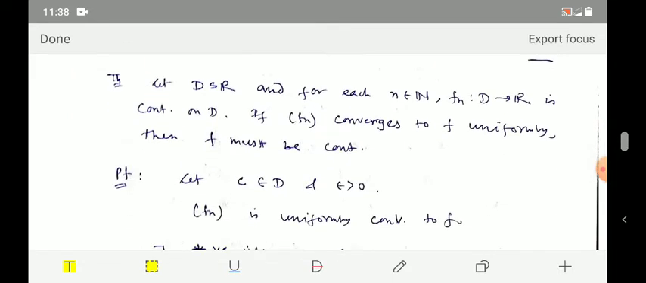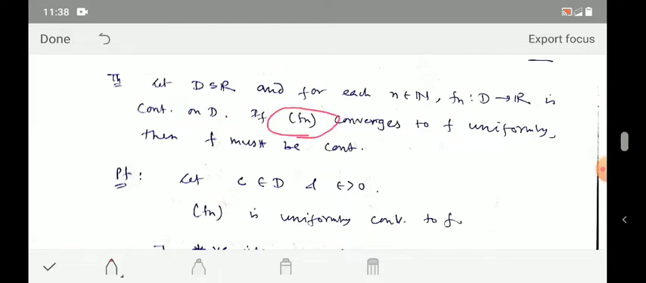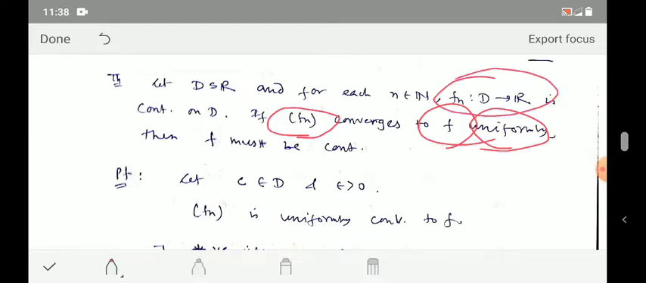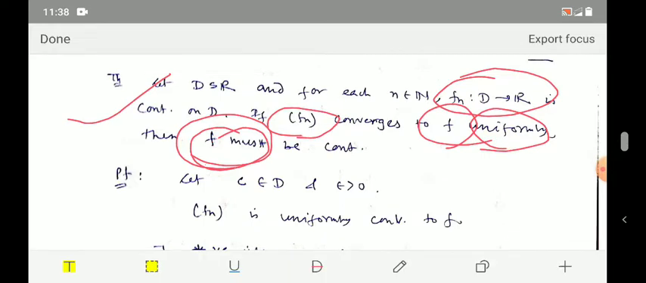So in the next theorem, we see that if fn converges uniformly to f, and fn are all continuous on D, then f must be continuous. If we prove this theorem, then it will be established that the condition of uniform convergence is a sufficient condition for continuity of f. Now I am going to prove this theorem.